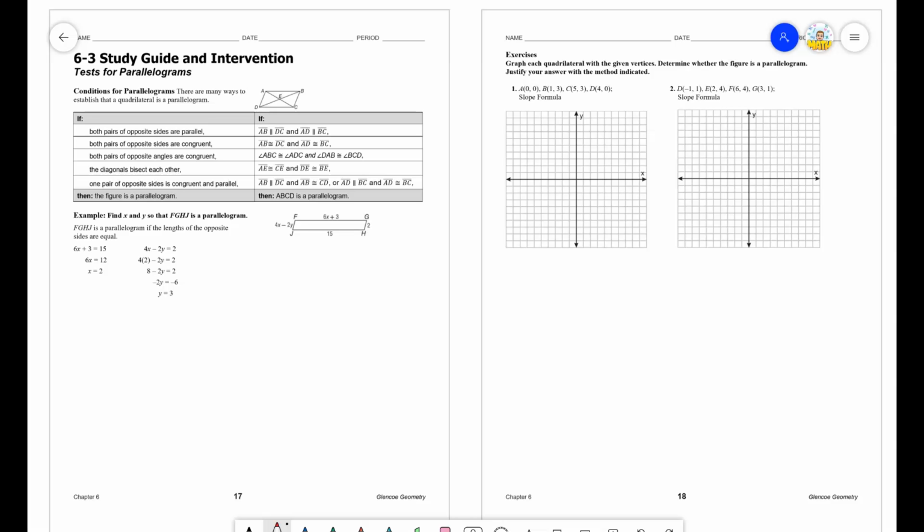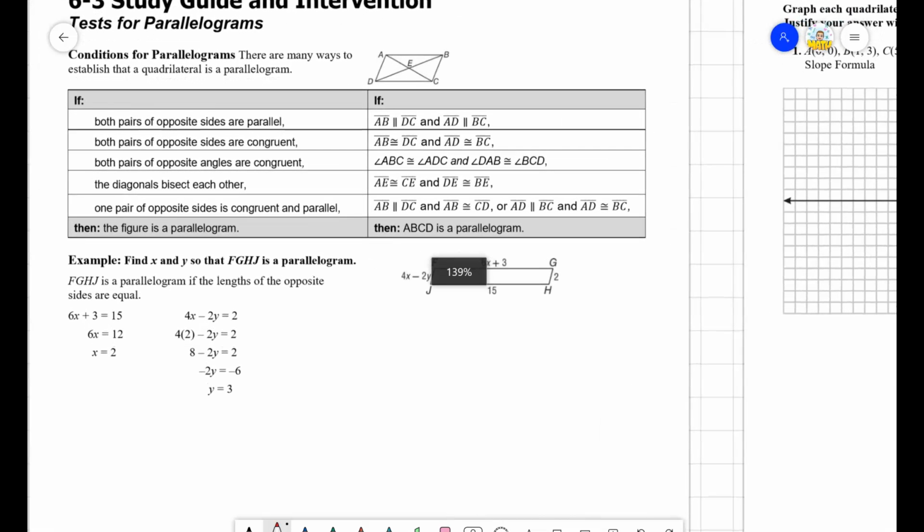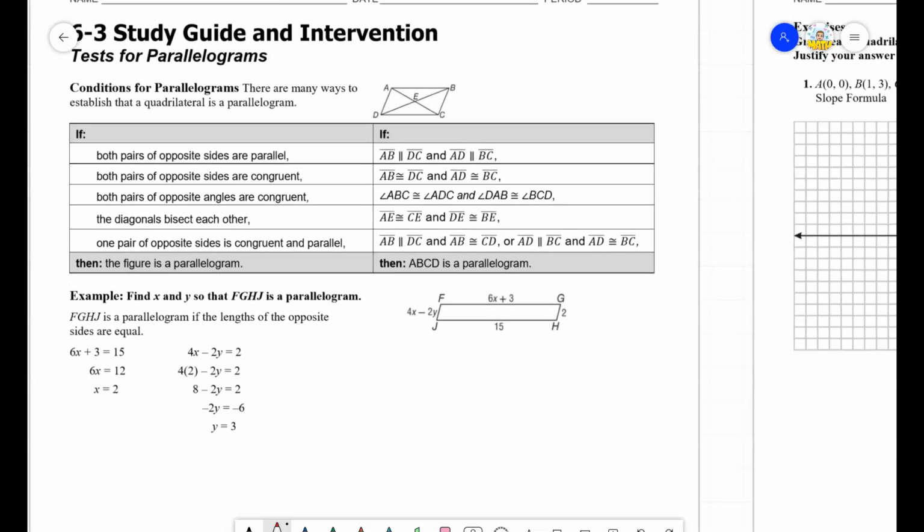Okay, we're going to keep looking at parallelograms, but from a different perspective, working backwards by verifying that certain quadrilaterals would have the properties of a parallelogram. So there's some deal breakers.